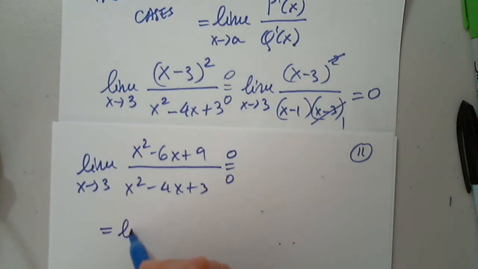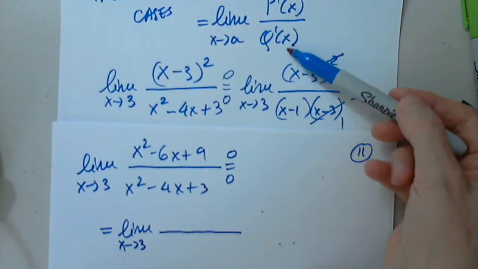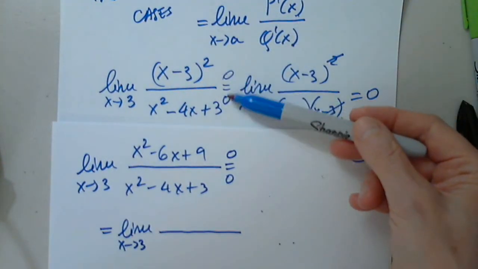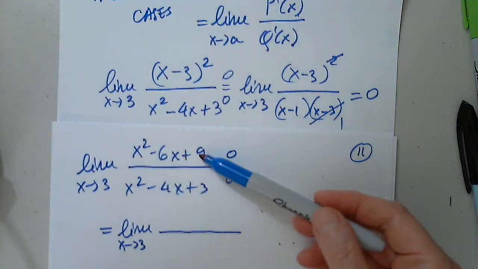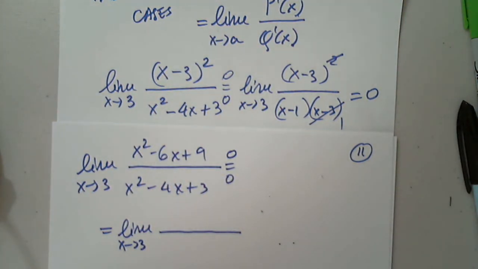What I'm going to do is write the limit as x approaches 3, because first of all, it's a fraction. Secondly, I have 0 over 0. I can differentiate the top by itself and the bottom by itself. So what do I get when I differentiate the numerator?